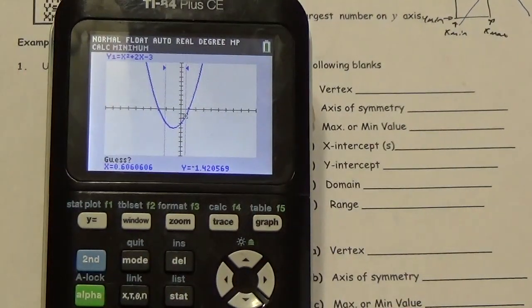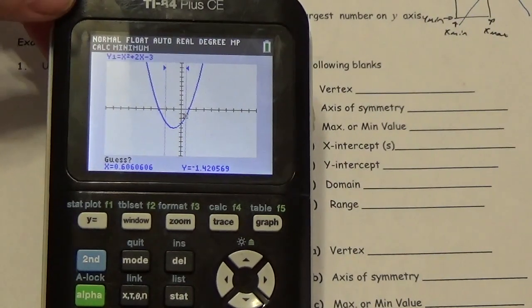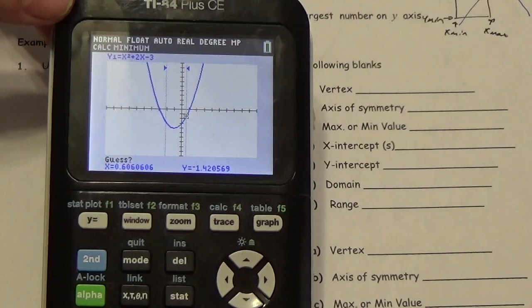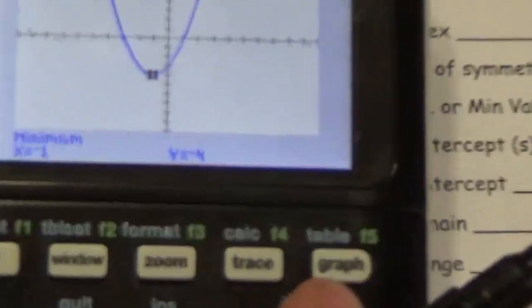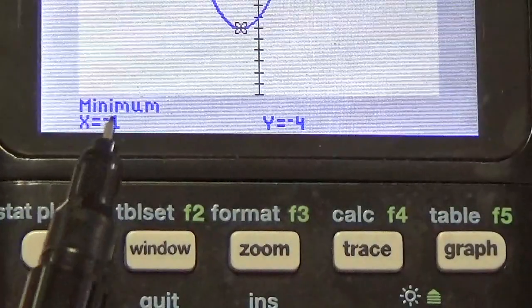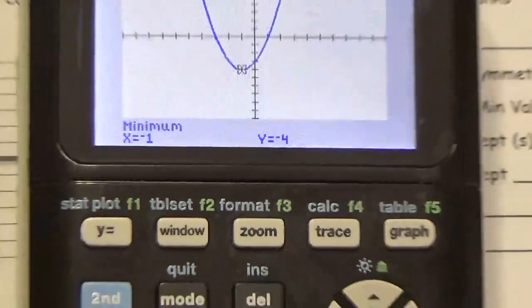You can press enter to get past that. The guess is really just an opportunity for you to help the calculator get to the answer faster, but you're not going to notice much of a time delay anyway. Press enter, and I get right away here that the vertex is the point -1, -4.